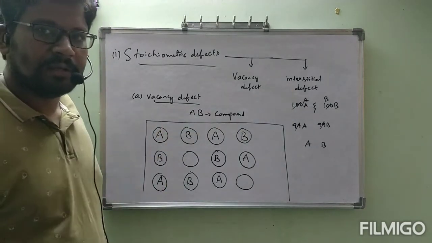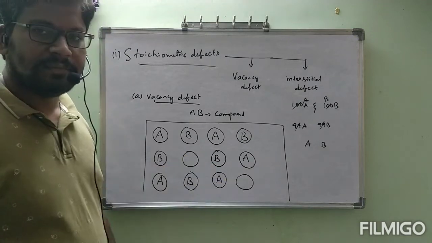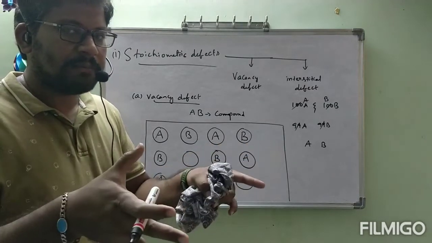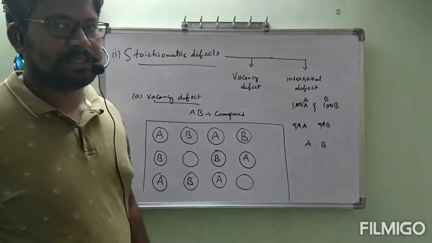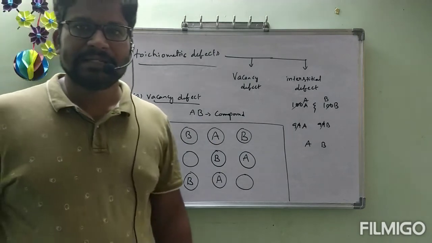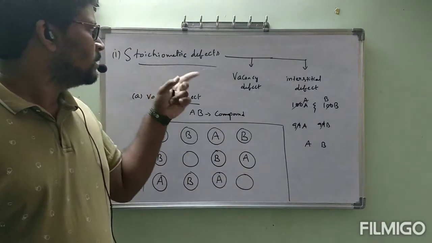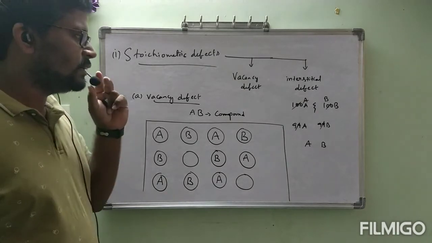Vacancy means gap. Instead of A there is a gap, and instead of B there is a gap. Means while the crystal is being formed, A and B combine to form the crystal, and some A particles are missed and some B particles are missed. However many A particles are missed, that many B particles will be missed, to maintain the stoichiometry. Okay? This is vacancy defect.